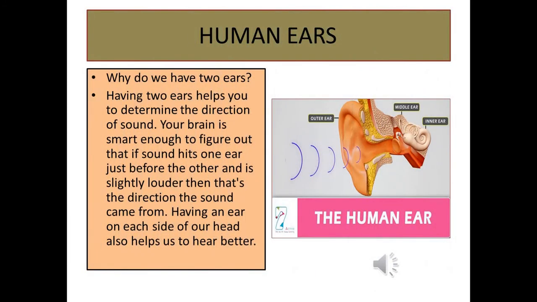Now the question arises. Why do we have 2 ears? Having 2 ears helps you to determine the direction of sound. Your brain is smart enough to figure out that if sound hits one ear just before the other, and is slightly louder, then that's the direction the sound came from. Having an ear on each side of our head also helps us to hear better.